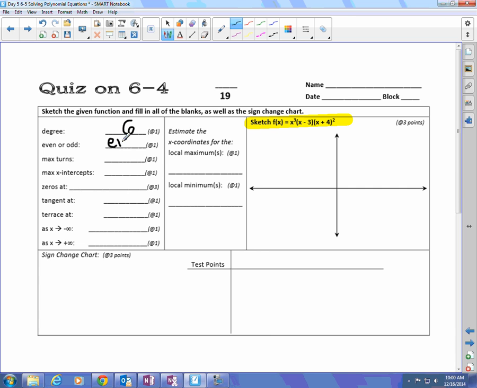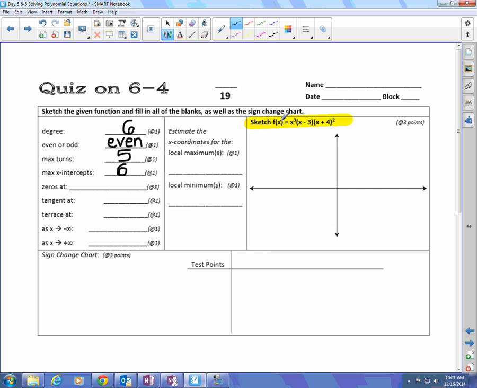So that's easy, even. Well, if you recall, the maximum number of turns is always 1 less. You don't even have to look or think. 6 minus 1 is 5. Maximum intercepts, you can have the same number as the degree.